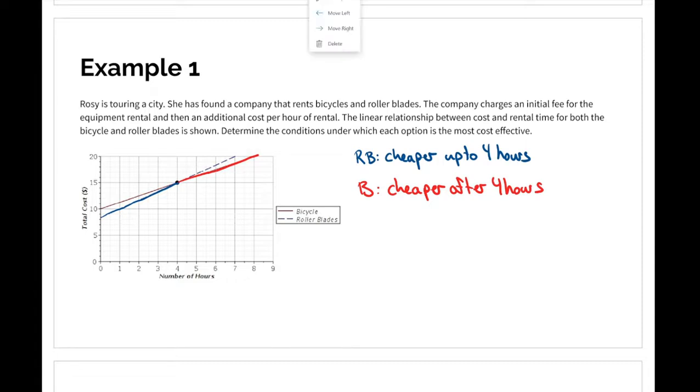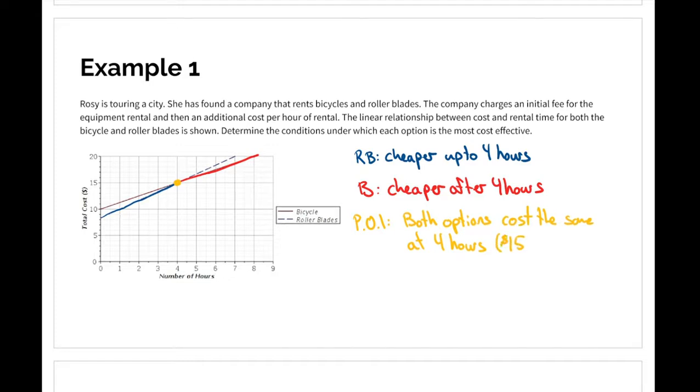We can also see a point right in the middle where that crossover happens, where both lines are at the same point or have the same value. So we could say at the point of intersection, both options cost the same at 4 hours. And we could say in brackets the cost is $15, just for reference.